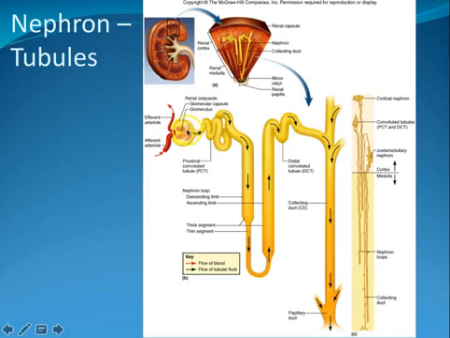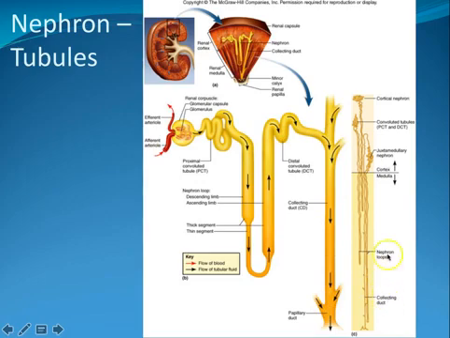Okay. So again, that Bowman's capsule is going to collect any of that fluid going in from the afferent arteriole, being filtered by the glomerulus, filtered out of the glomerulus. It gets sent down the tubules, and the first part of the tubule is something called the proximal convoluted tubule. And then you get into something called the loop of Henle. This loop right here is the loop of Henle. It has two parts. It has a descending limb, and then it has an ascending limb. And then you have a distal convoluted tubule. And then many distal convoluted tubules will join into a collecting duct.